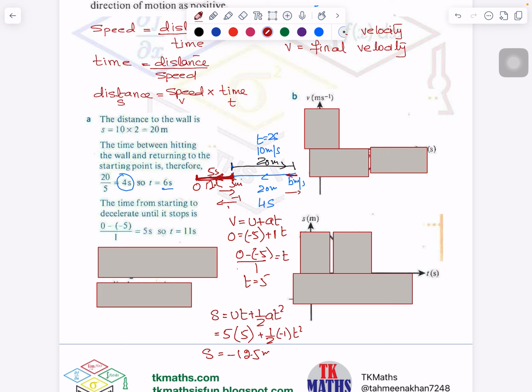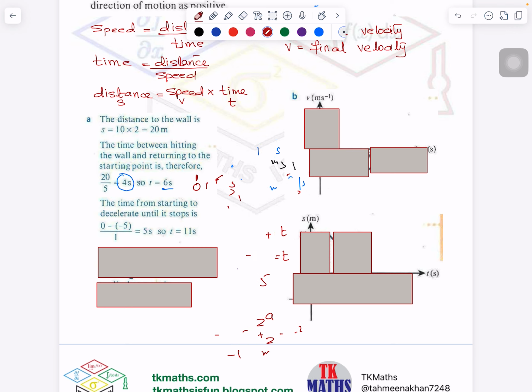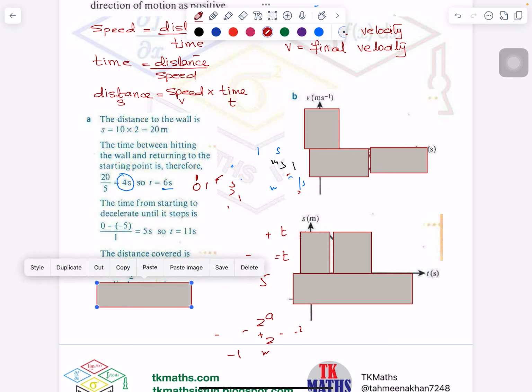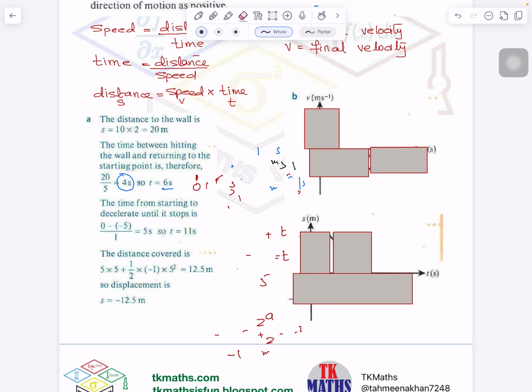So can I erase all this to make it a little clean? Okay. Let me show you here. Okay. So now we know the displacement in the last segment is 12.5 meter in the opposite direction. That's why there is a negative sign.